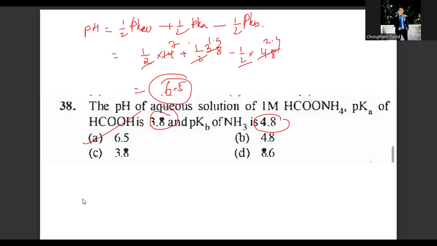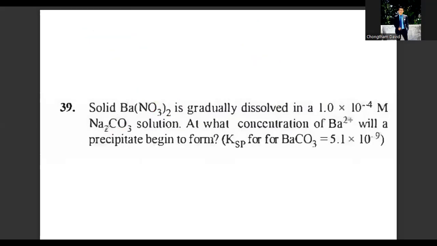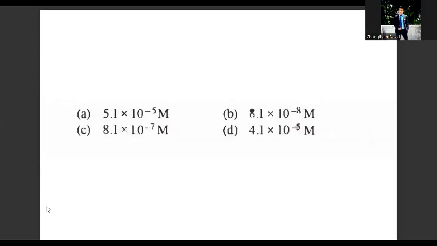Moving on to the next question, number 39. Solid barium nitrate is gradually dissolved in 1 into 10 to the power minus 4 molar sodium carbonate solution. At what concentration of barium ion will a precipitate begin to form? The solubility product constant for barium carbonate is 5.1 into 10 to the power minus 9. So these are the given options.